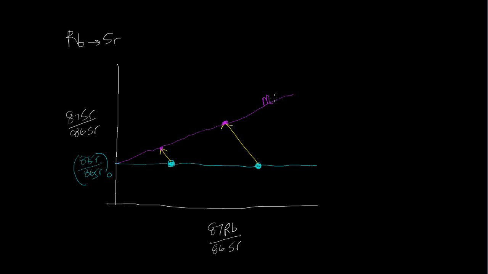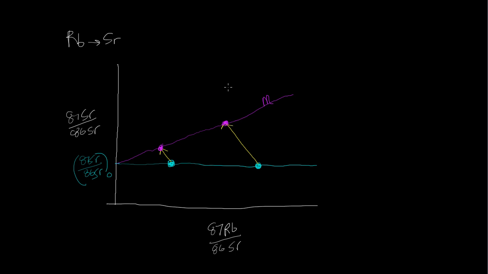So what we can do is measure the concentrations of rubidium-87 to strontium-86 and strontium-87 to strontium-86 in these two different minerals that formed at the same time. And we connect the line, and from that we determine both the initial concentration of strontium-87 to strontium-86 and also the age of the rock, the time that elapsed since the rock began producing more radiogenic strontium-87.